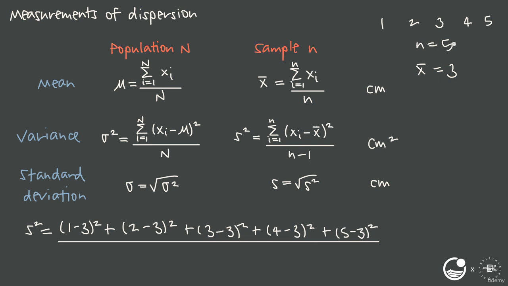So we already know lowercase n is 5. There are 5 data points in the sample. So n minus 1 is 5 minus 1, or 4. So we get 4 in the denominator. Now before we go forward, let's talk really briefly about this n minus 1 value, because you may be tempted to think that this denominator should just be lowercase n, in the same way that the denominator for population variance is capital N and not capital N minus 1. So the question is, why is this lowercase n minus 1?